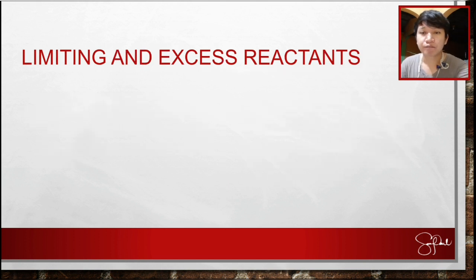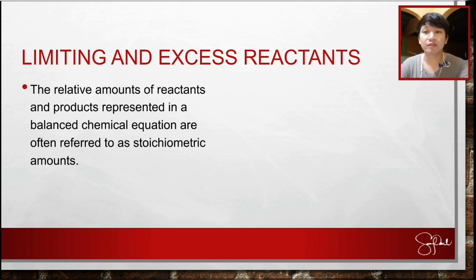So the relative amounts of reactants and products represented in a balanced chemical equation are often referred to as stoichiometric amounts. The values that we are calculating are referred to as stoichiometric amounts. We base those amounts on the balanced chemical equation, because without the balanced chemical equation, we will not be able to determine the correct stoichiometric amounts of the reactants.